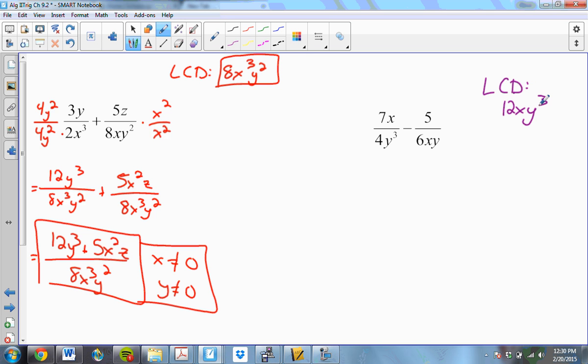12xy to the third. 12 is the first number that both 4 and 6 go into. This has a y to the third, so this will need a y to the third, and this will need an x over here. So it's 12xy to the third. So now I think, how do I make that happen? How do I get this to become 12xy to the third? Well, I multiply the top and the bottom by 3 and by x. Over here, I multiply by 2y squared.